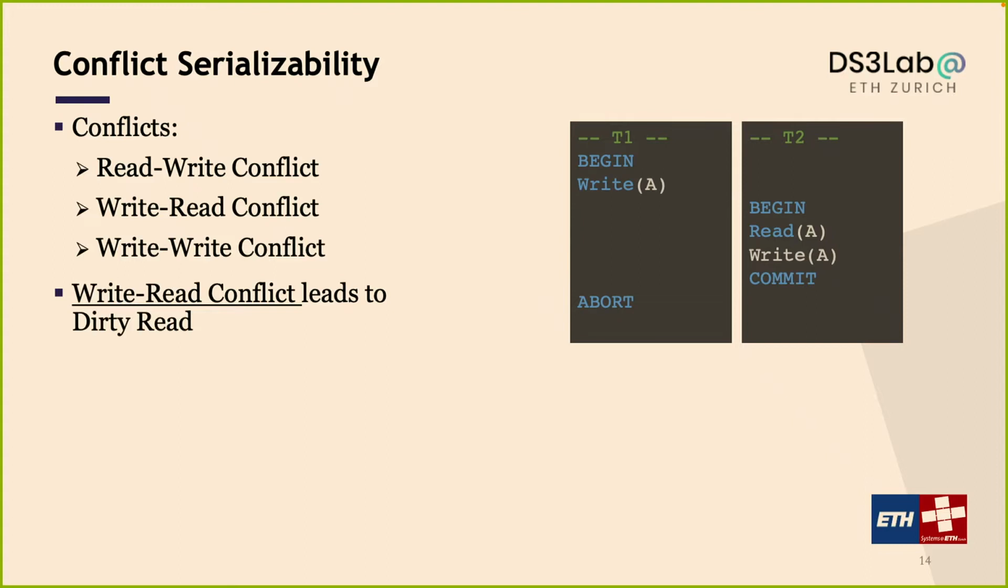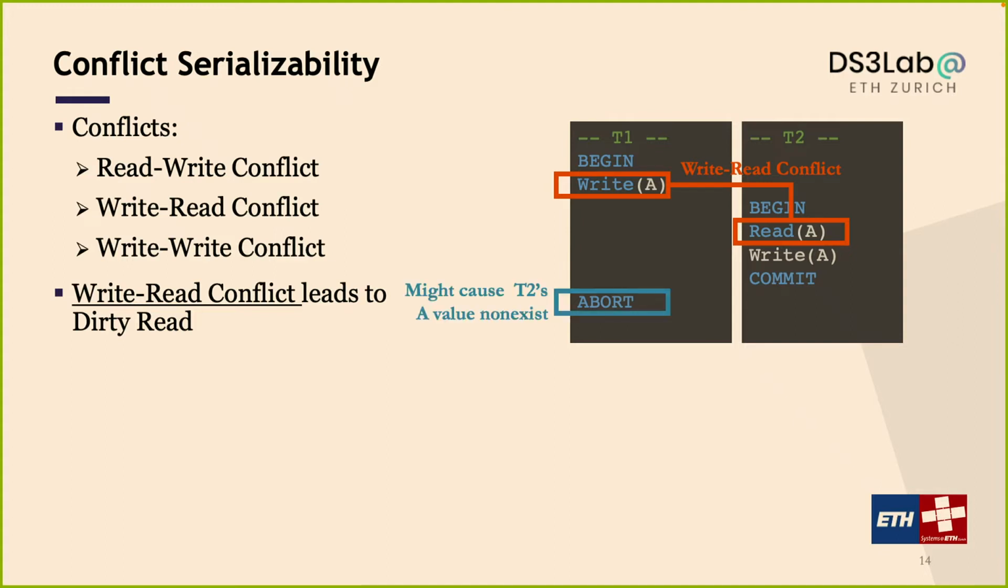Another type of conflict is this write-read conflict. It concerns this pair of operations: T1 write A, and then T2 read A. Can we swap the order? Right here we run the write first, and then we do the read. Can we do the read first and then the write? Will you get the same thing? So clearly no.